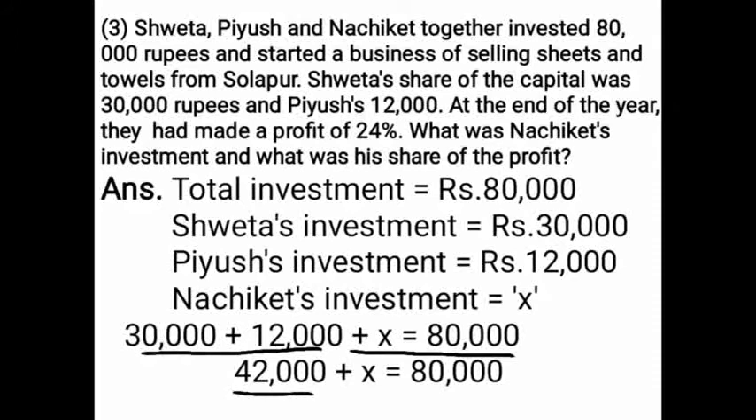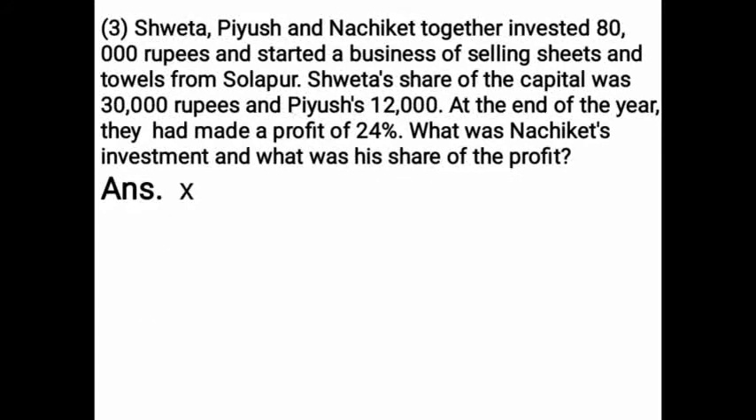Next statement, you have to find the value of x. You have to solve like an equation sum. If an equation is addition, it becomes subtraction. You have to subtract the smaller number from the greater number, that is x is equal to 80,000 minus 42,000.